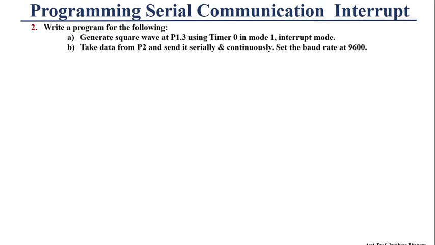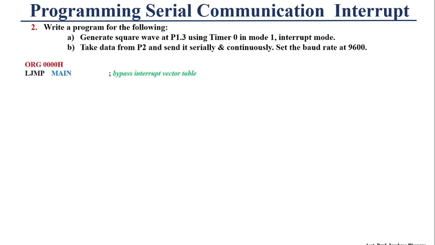Another example, programming serial communication interrupt. Write a program for the following: generate a square wave at P1.3 using timer 0 in mode 1, that is interrupt mode, and take data from port 2 and send it serially and continuously, set the baud rate at 9600. Now what we have to do? We have to generate a square wave on P1.3. While generating that square wave, we have to also get data from port 2, and we have to send that data serially, and we have to do this continuously.